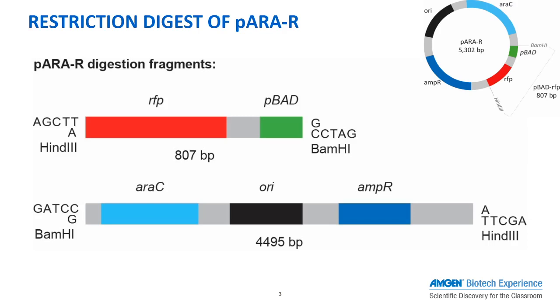The shorter fragment, at 807 base pairs, contains the pBAD promoter region as well as the RFP. The longer fragment, at 4,495 base pairs, contains the remaining three components of the plasmid.